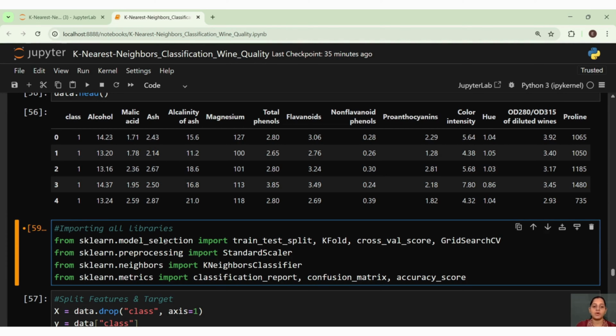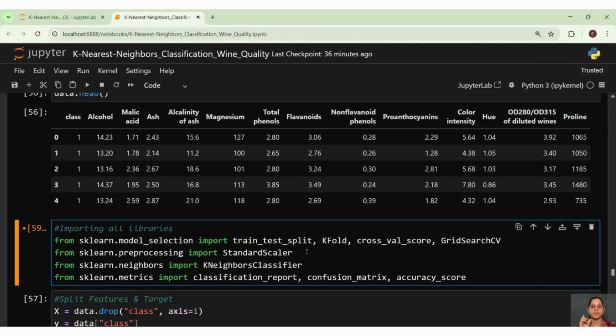So the first one is model selection. Inside model selection, I've already explained you that we have train test split, k-fold, cross-val score. Cross-val score is the one where we can understand the best score of any cross validation, right? Grid search CV. All we have hyperparameter, that CV, everything is present in your model selection. That's the one thing.